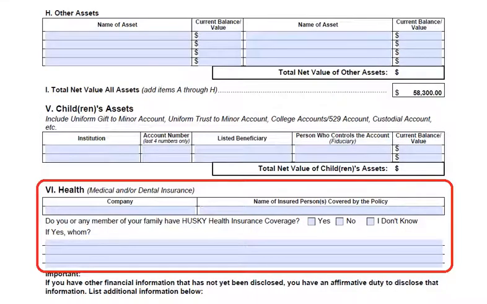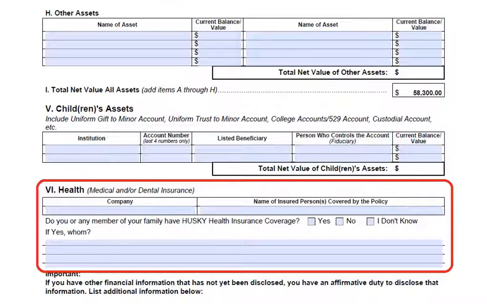Section Roman numeral 6 is for health-related assets, such as medical or dental insurance plans. In the column labeled Company, enter the name of the company which holds the policy. In the next column labeled Name of Insured Person covered by the policy, you will enter the names of all people covered under the policy. This could include your spouse and child or children if it is a family policy.